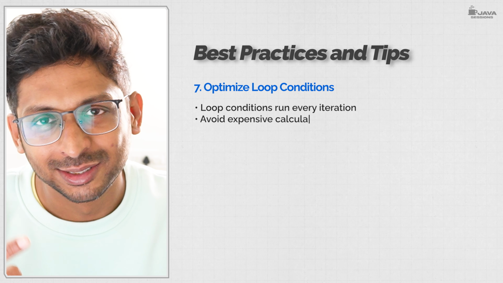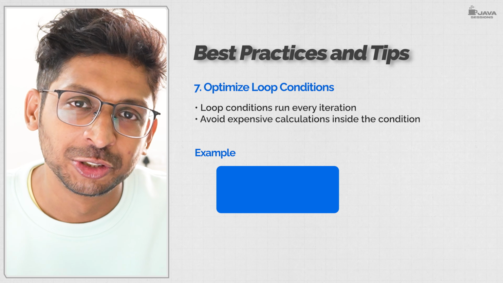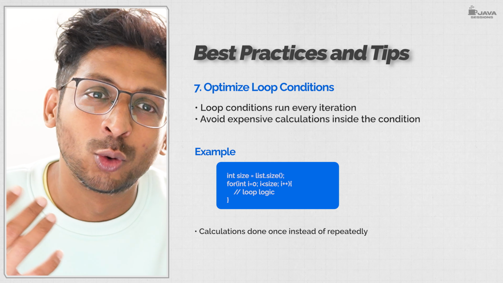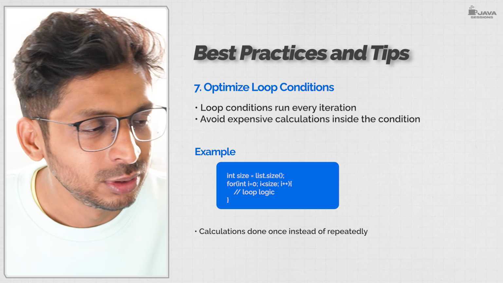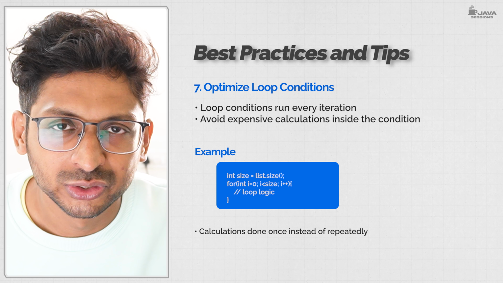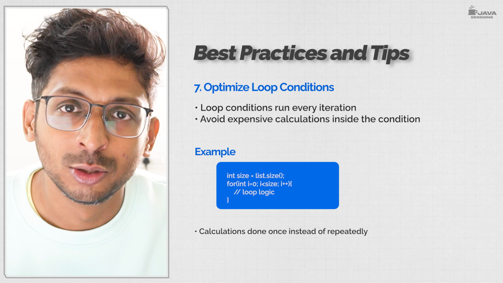Optimize loop conditions, that is, each time the iteration runs, the condition is evaluated. So try to make sure that your conditions are simple and the code executing inside the block is also simple. It does not contain heavy operations. Avoid placing unnecessary computations or method calls inside the loop conditions.